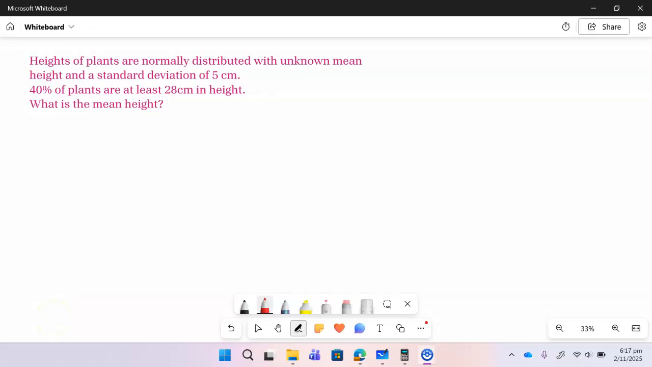Okay, so here is another variation of the normal distribution question for inverse. What we are looking at is a question that is asking us to find the mean or the standard deviation, and in this case it's asking us to find the mean.